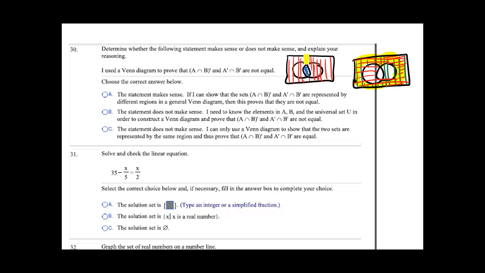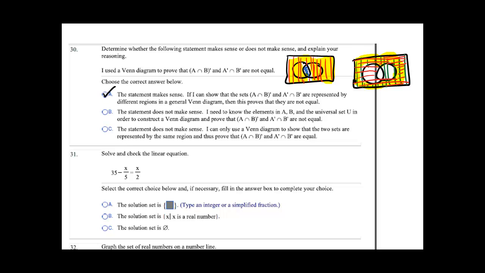So these definitely are not equal, because the first scenario, the answer was everything except for that little tiny area where the 2 circles intersect. So this statement does make sense, that we can show with Venn diagrams that they are not equal.